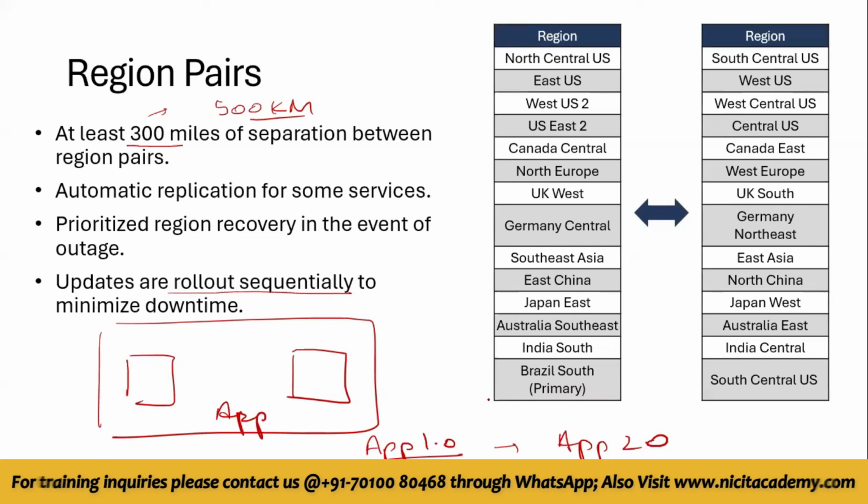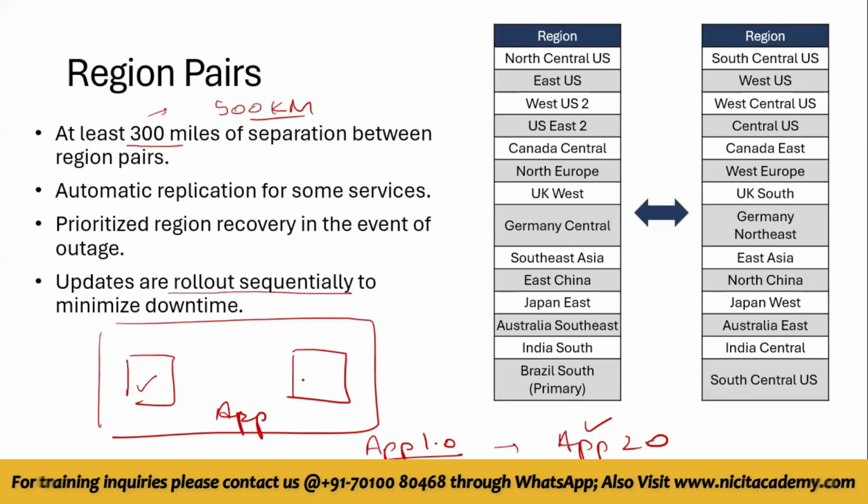That means that app 2.0 will not be updated on both of these regions. First, I will host it here. I will make sure that it is running properly, users are able to access everything, and there are no bugs with the application. And when everything is successful, then I can go ahead and release it on the other region as well.